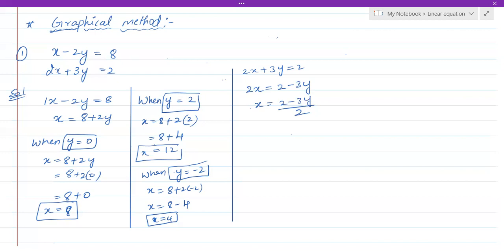So to make the graph very, very easy, what we're going to do is select the values of y. You have to choose the value of y in such a way that the answer that you get in the numerator after substituting the value of y should be divisible by the denominator, that is 2.